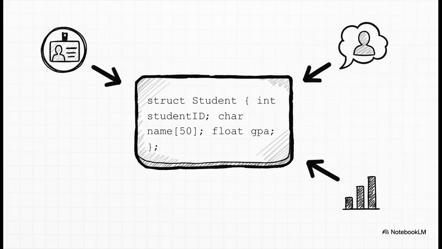And here we go. This is exactly what that looks like in code. We've defined a struct and called it student. And look what's inside. An integer for the ID, an array of characters for the name, and a float for the GPA. It's all bundled together in one neat logical package. That custom index card we just talked about, this is it. We've just brought it to life.